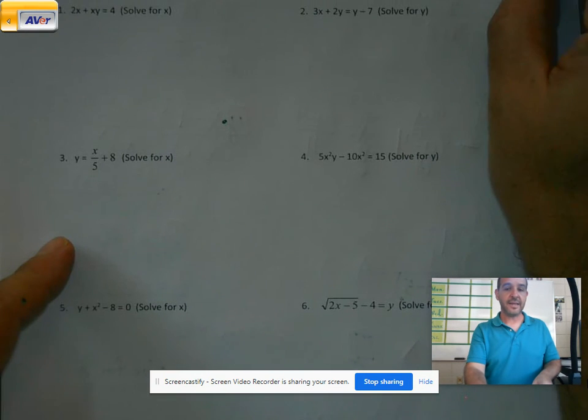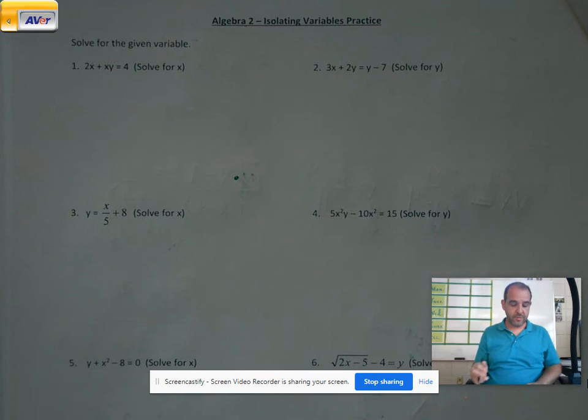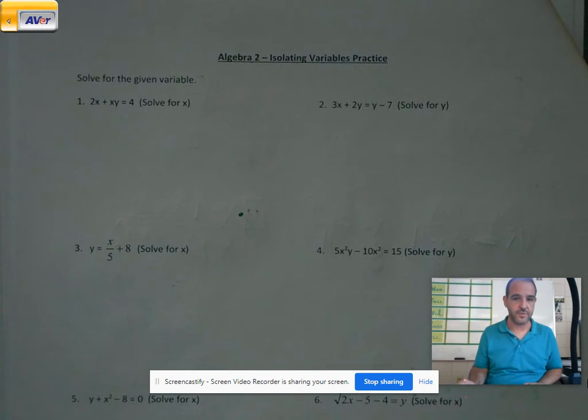Okay? Isolating variables practice. I'm going to warn you on something back here. When you're going through doing these, purposefully, there were a couple of challenge problems put in. Okay? 4, 5, and 6 are going to give you a challenge. And I want to make one note here at the top for those of you that are up to the challenge.